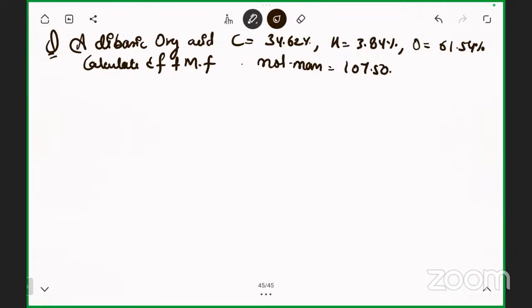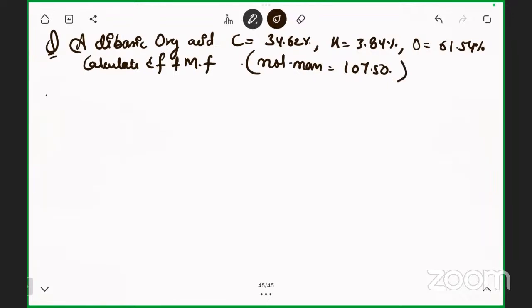Now you have to calculate the formula. Sometimes the molecular mass is not given, so you also need to calculate the molecular mass. That will be quite typical sometimes. What you will do is see what mass is given, what moles are given, what percentage is given, then you have to calculate the molecular mass also.